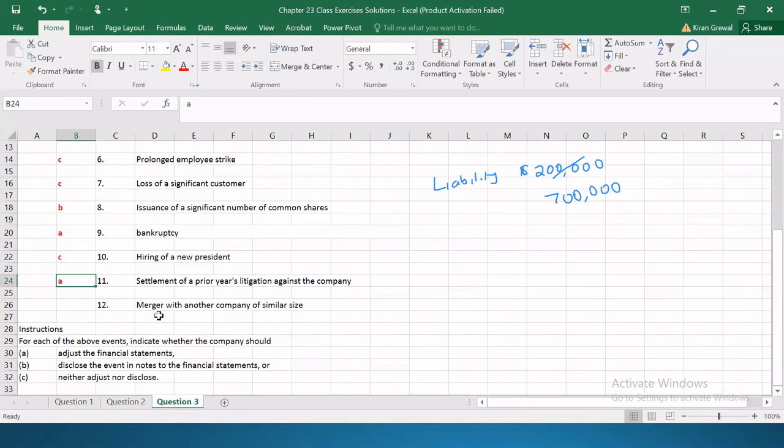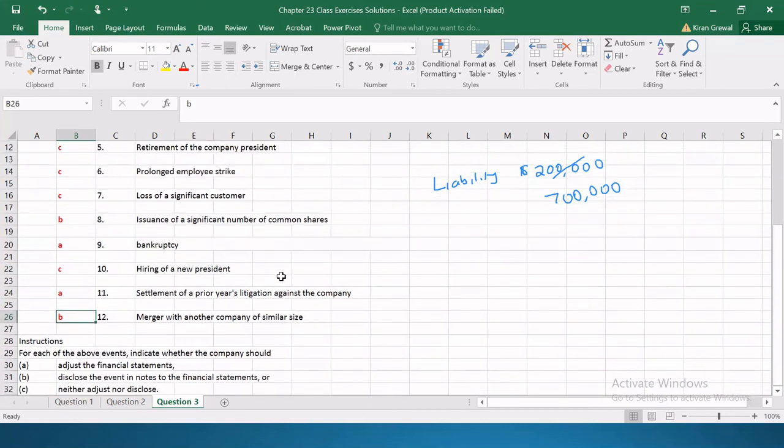Merger with another company of a similar size. So if right after year end, you're merging with a different company, that probably calls for a disclosure. You'd want to disclose that to your financial statement users. Okay, so pretty straightforward. Think about, does this event affect the numbers at year end? And then if yes, do we need an adjustment or just a disclosure? Okay.